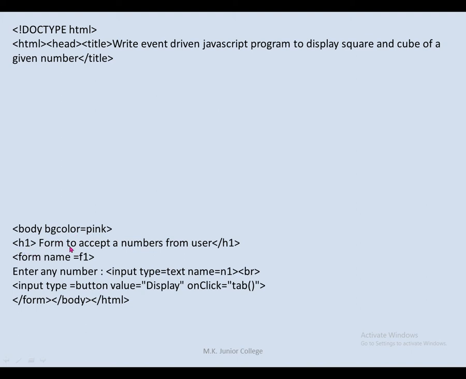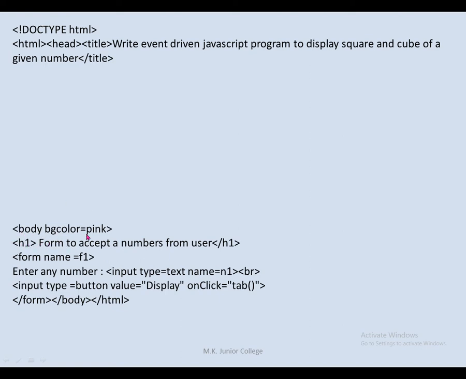See the heading, form to accept a number from user. So in an event driven program, my dear students, you have to create a simple small form. Whatever you want to accept from the user, you don't have to use prompt tag now. जो आपको यूजर से लेना है उसके लिए आपको फॉर्म यूज करना है. Now in my program I need one number from user, so I need one text box and a button to add the calculations. Okay, so how to do?